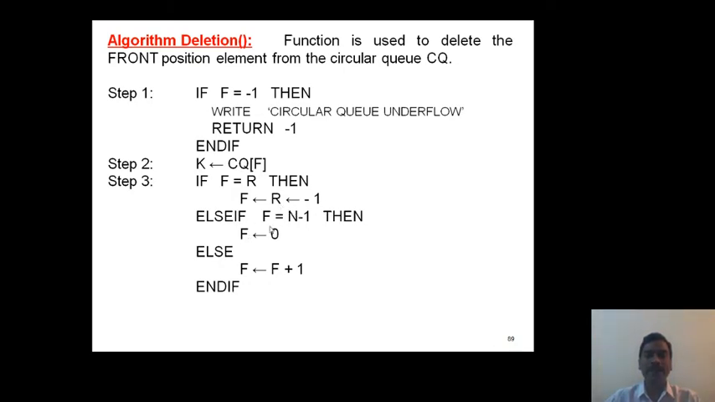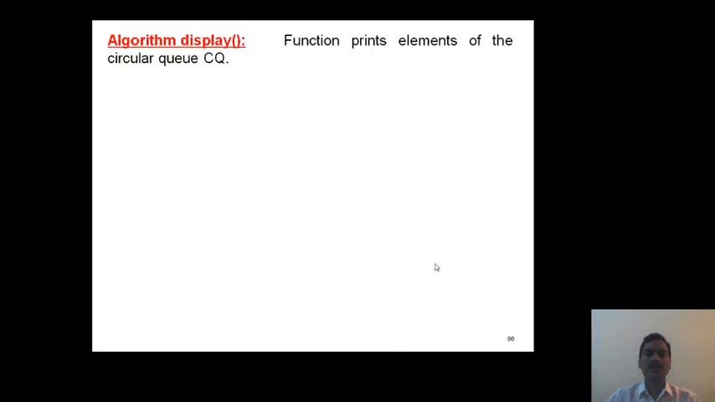Else if F equals n minus 1, then F is set at the 0th location. Otherwise, F is incremented by 1, and end if. Step 4, return K. Now the deletion operation is completed. Now we go for the display operation. So algorithm display: this function prints the elements of the circular queue.